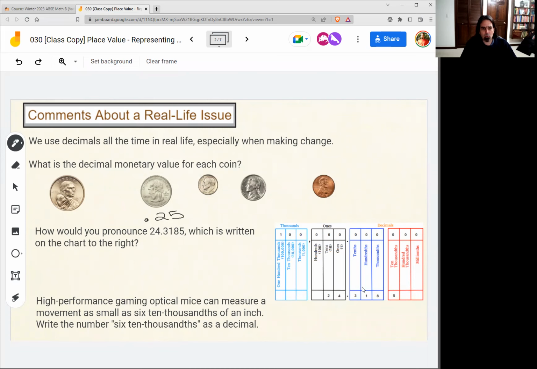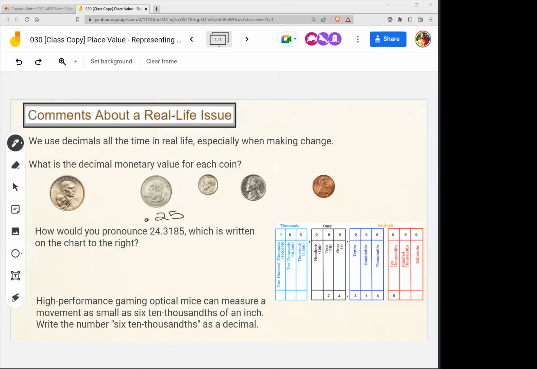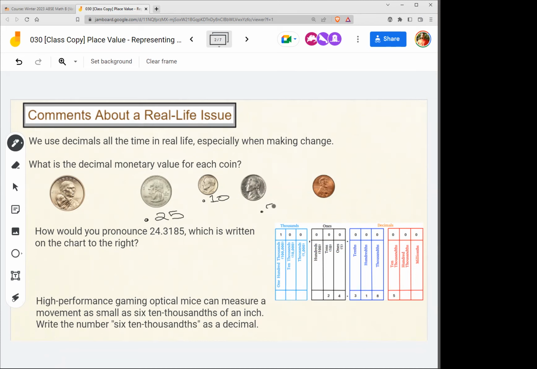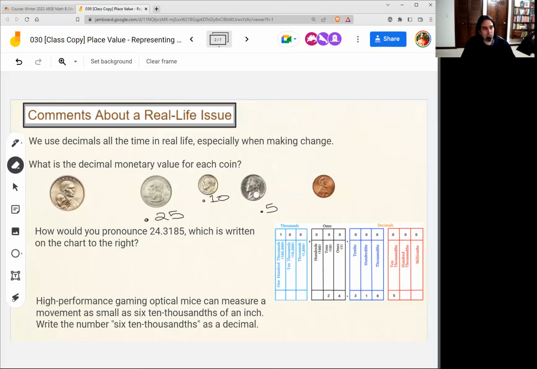One moment. So I did the quarter, you do the others. What numbers do I write below them? 0.10 for the dime. It's not actually 0.5 for the nickel. Let's talk about that one in a moment.